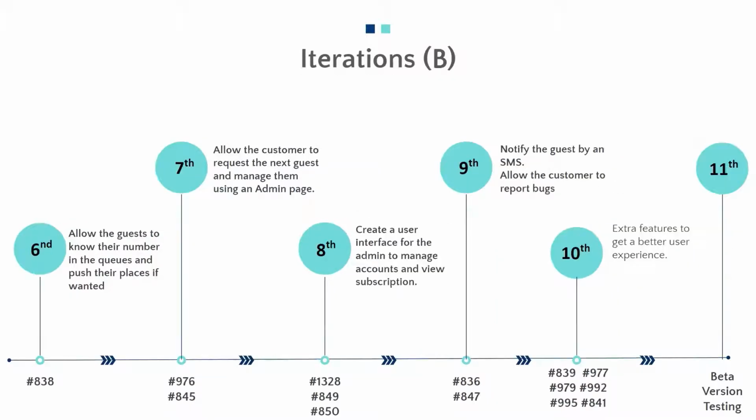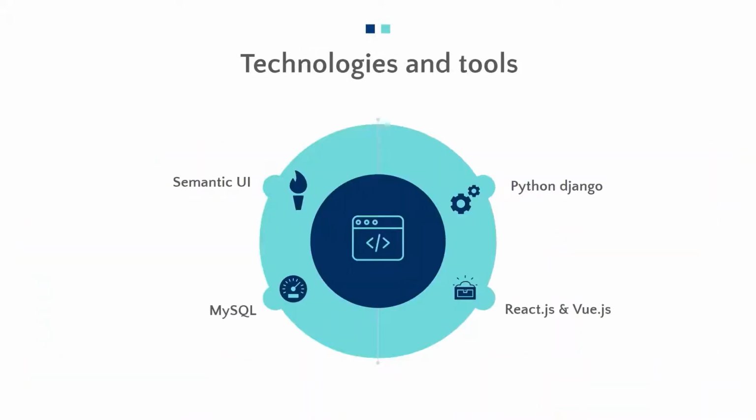In the next iteration, we will be implementing different features that improve the functionality of the queue. In addition to that, we will implement an admin interface where the admin will be able to manage the customers' accounts. At the last iterations, we will add features that can improve user experience even further, and then we will release a beta version at the end.